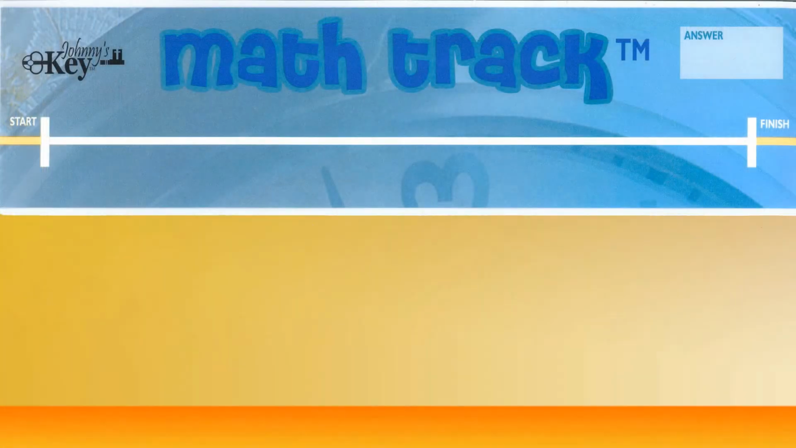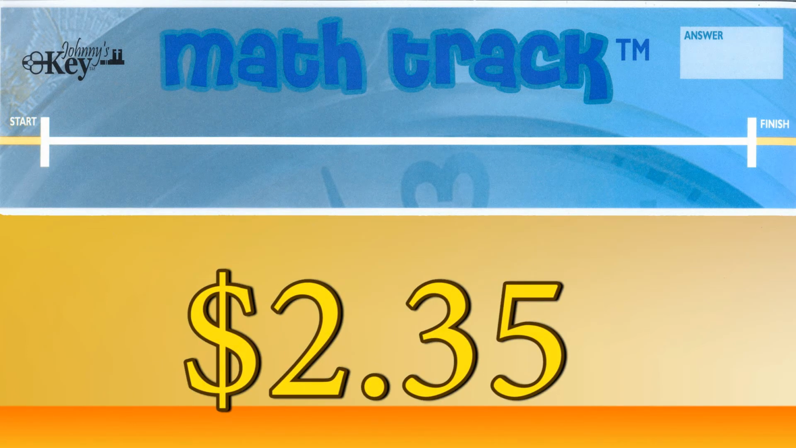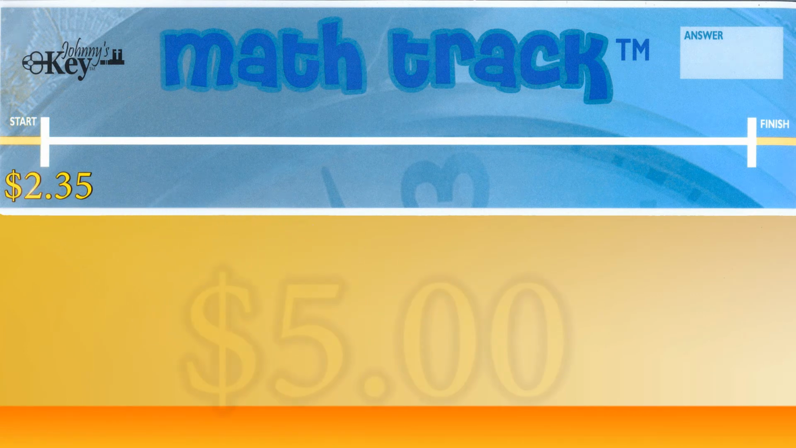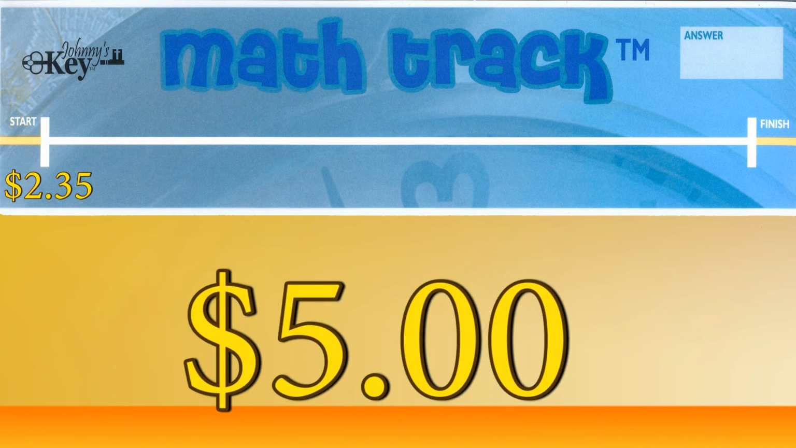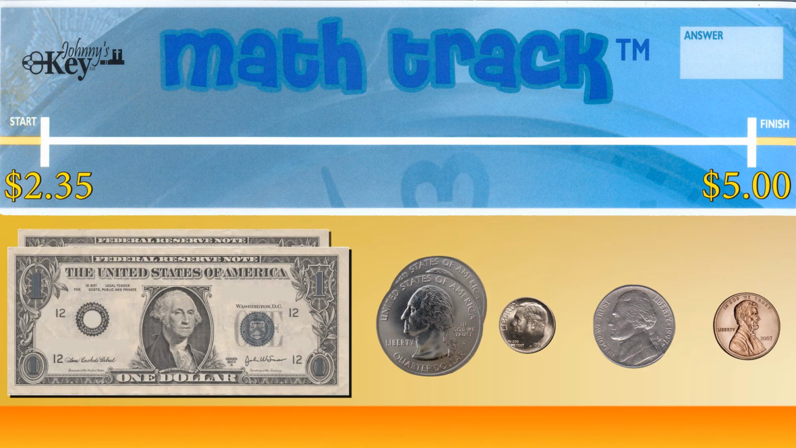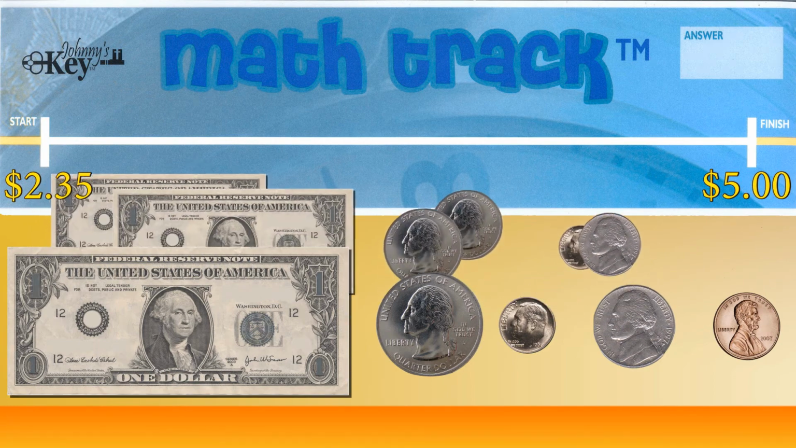Now, let's use our MathTrack as a money track. It will help us keep track of our money for this problem. Record the cost of the magazine at the start, $2.35. Record the amount you gave the clerk at the finish, $5. Now we'll count up from $2.35 to $5, but this time you'll use the money instead of the timepieces. Record each new amount on the MathTrack as you count up.